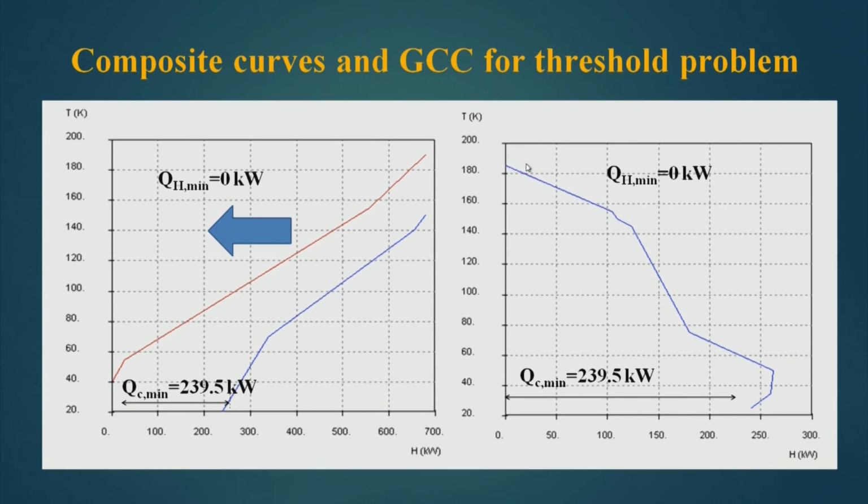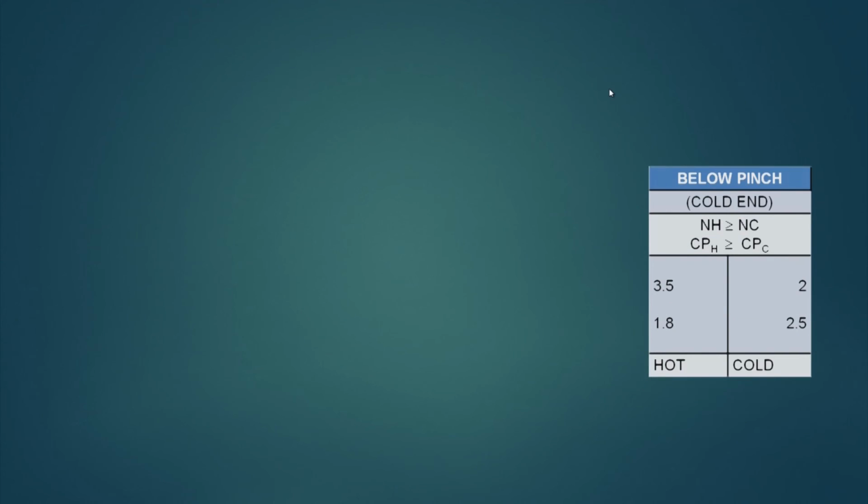This is the GCC of the threshold problem. We see here there is no hot utility requirement, it touches this y axis, but there is a cold utility requirement here, 239.5. So, how to design a heat exchanger network for this problem?